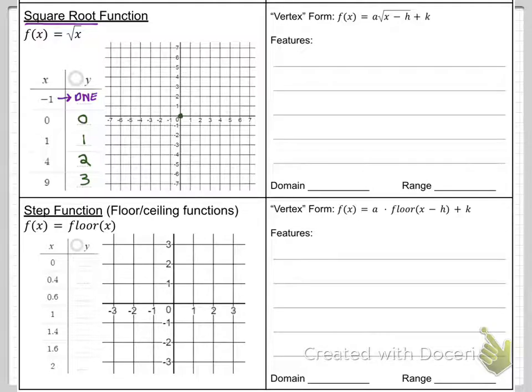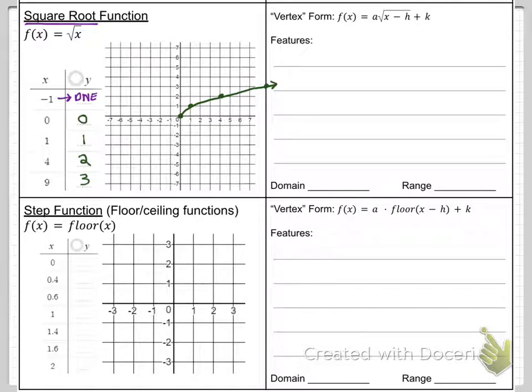When we plot these points, we get a shape that looks like this. And when we connect the dots, it looks like this. Make sure there's an arrow on the right side, but there's no arrow on the left side because the function stops at 0.